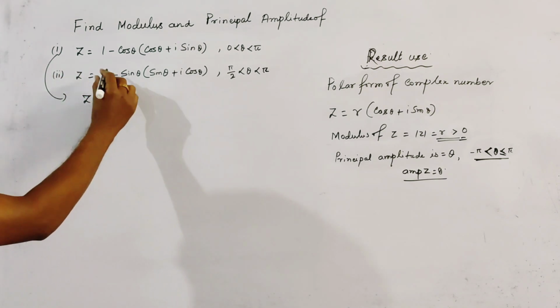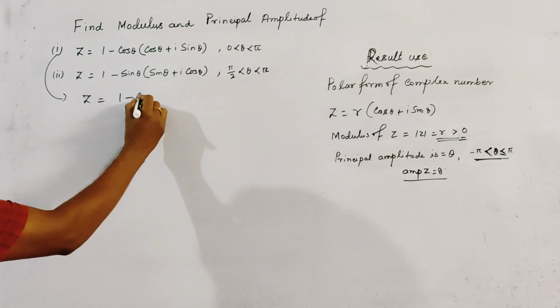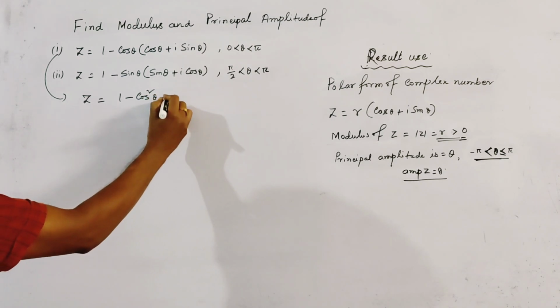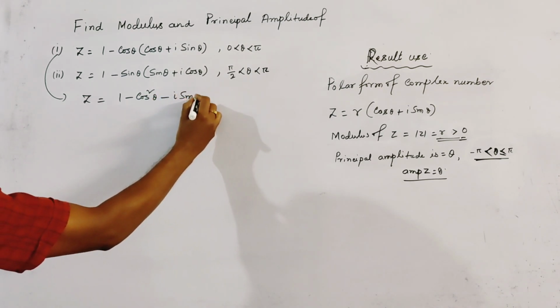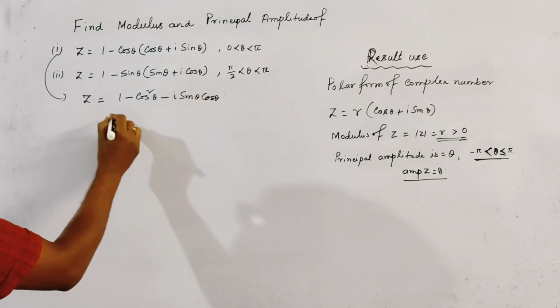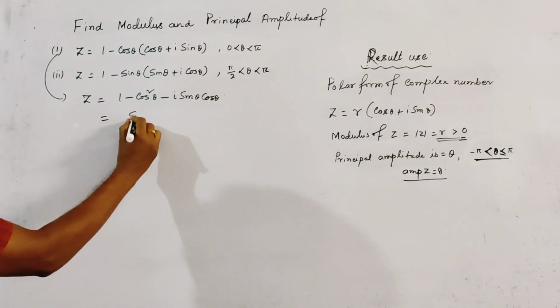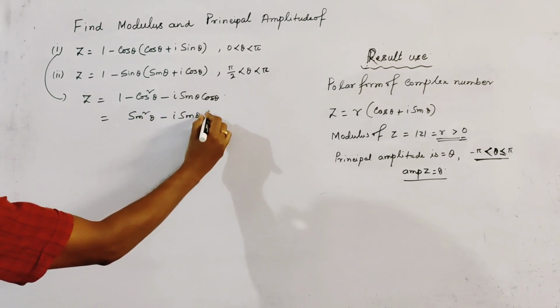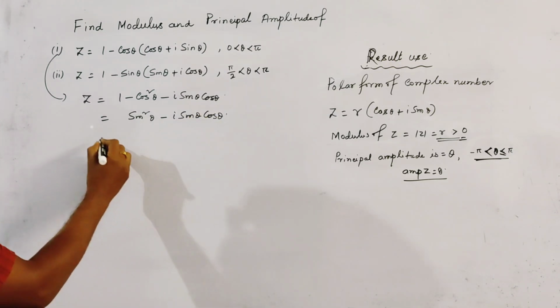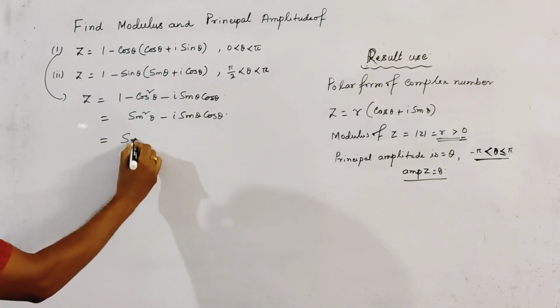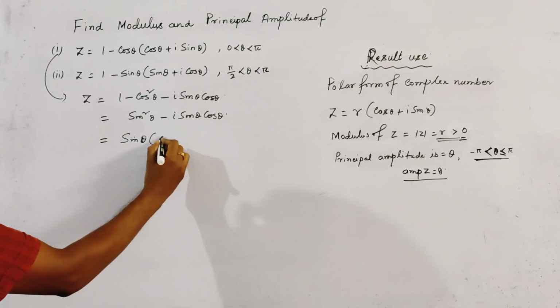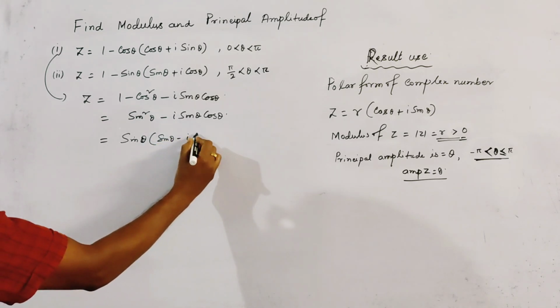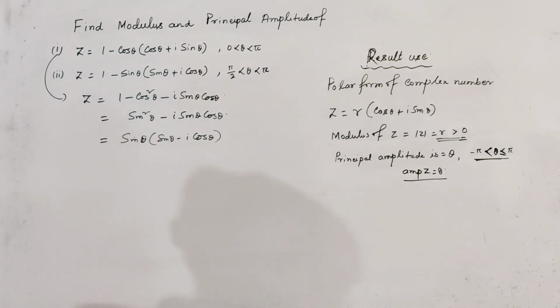Z is equal to, we write, 1 minus cos square theta minus i sin theta cos theta, and 1 minus cos square theta means sin square theta, minus i sin theta cos theta, and this is given by sin theta into (sin theta minus i cos theta).